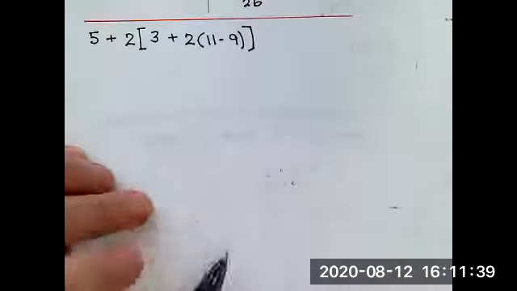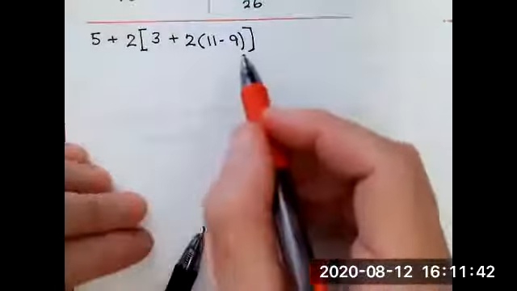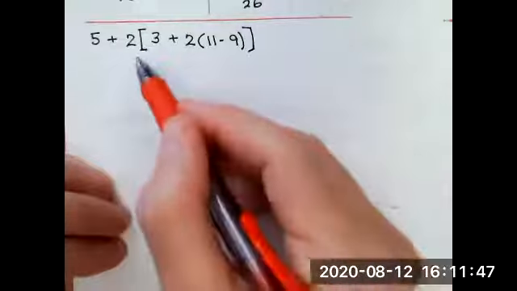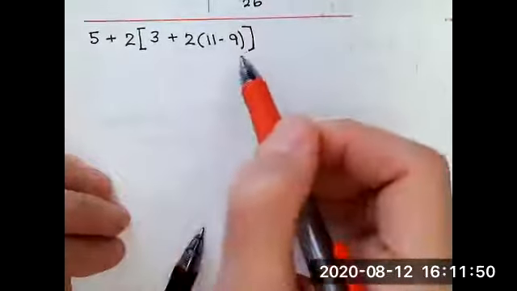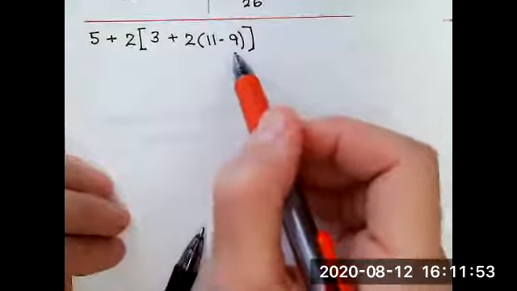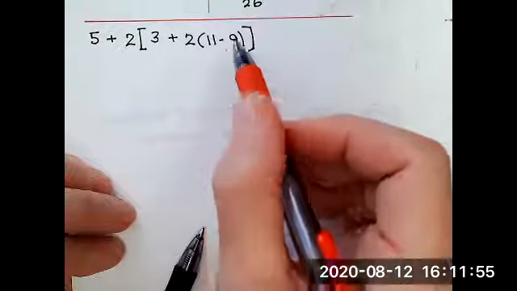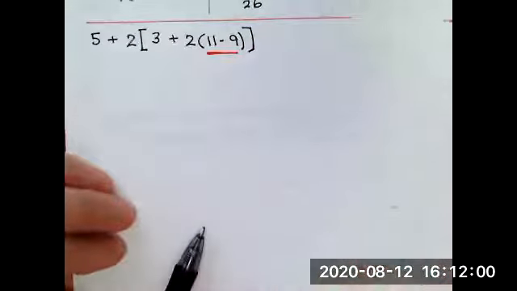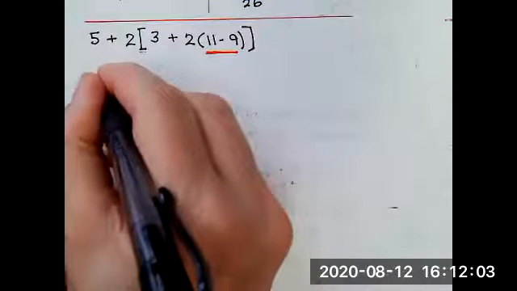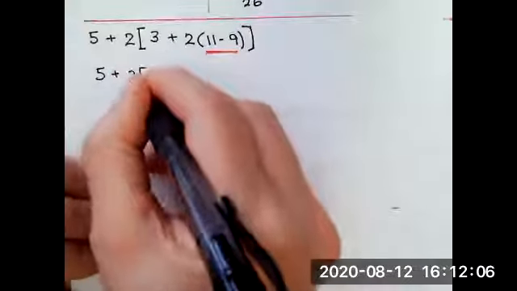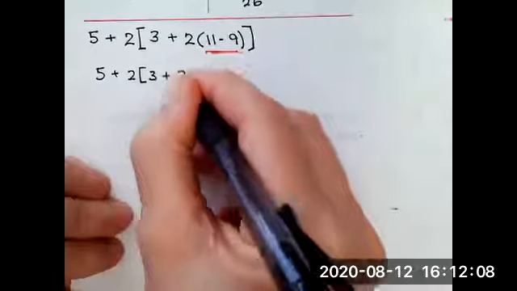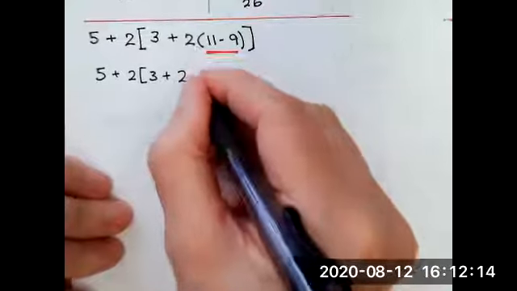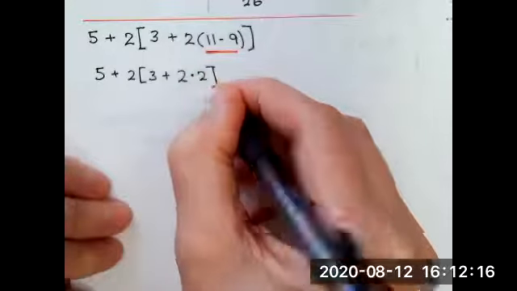Let's try another one. And if you want, you could hit pause and finish it, and then hit play to check. All right, there's 2 sets of parentheses. One set is inside of the other set. That means they are dependent. That means we're going to simplify the innermost parentheses first. So 11 minus 9 is 2. The 2 is touching the parentheses. That means that's multiply.